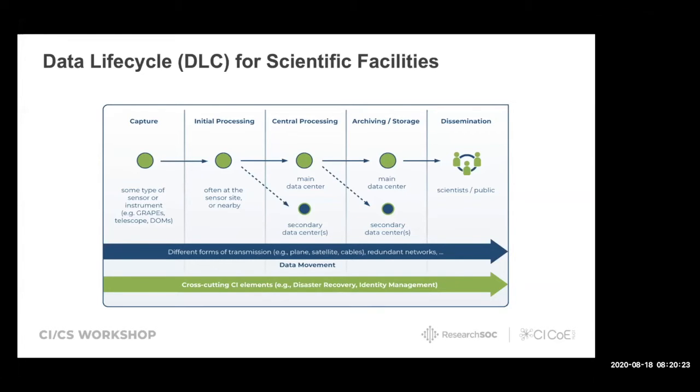Mm-hmm. So one of the things that I ran into with researchers when I was in the library was that I would get their data at the end of their project and have to help them curate it from scratch. But if you're working in a large facility, you have the opportunity to integrate curation throughout the entire process, and it makes the endpoint a lot easier.